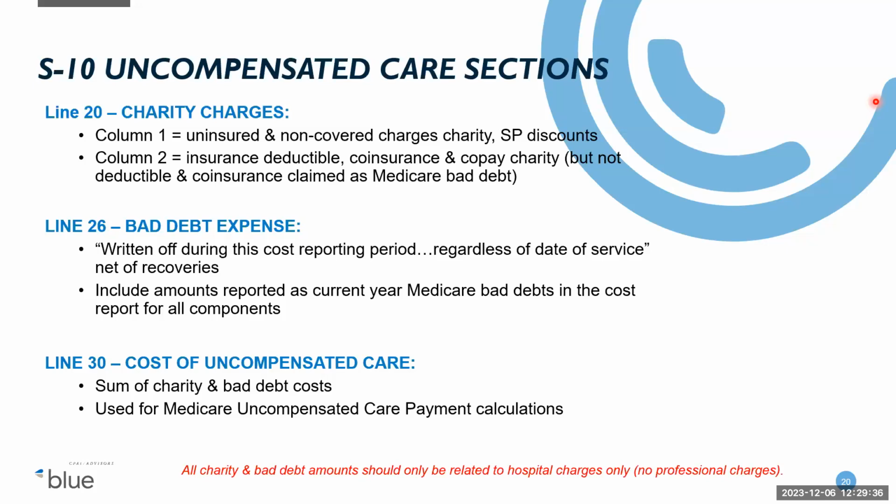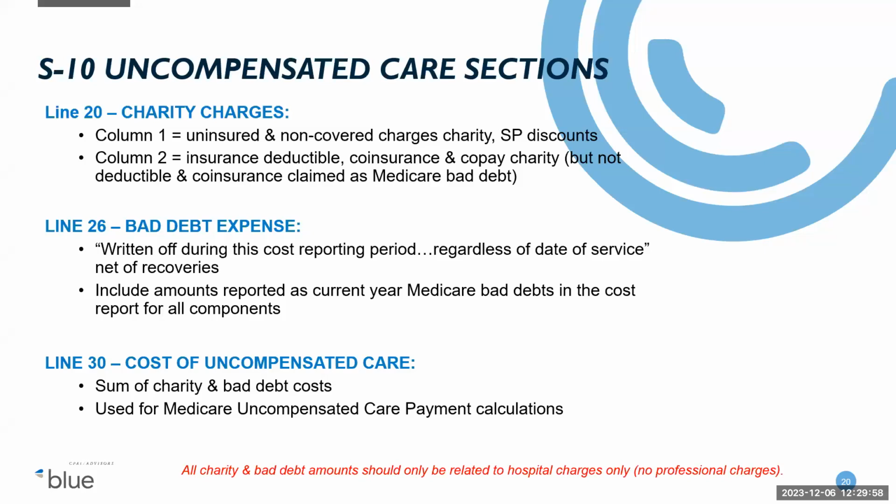One caveat is if you claimed it as a Medicare bad debt, you cannot put that on the charity listing. If you're claiming it as a Medicare bad debt, you're already getting reimbursed from a Medicare bad debt perspective. So CMS doesn't want you putting it on here and being able to collect on it again, or even more than what you've already done as a Medicare bad debt.